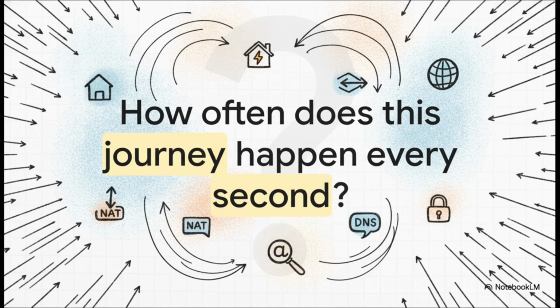Now, I want to leave you with this final kind of mind-bending thought. Considering the sheer complexity of these 15 steps we just walked through, from DHCP leases and NAT translations all the way to DNS lookups and TLS handshakes, how many thousands of times do you think this exact journey happens every single second you're online? The speed and scale of the internet is truly just a modern marvel.